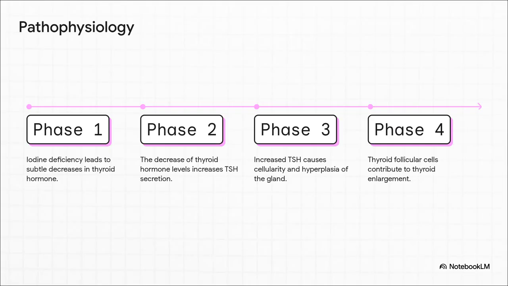Let's trace the chronological fallout of this starvation. First, you have iodine depletion. Second, the subtle hormone decrease breaks the feedback loop. Third, the pituitary spikes TSH. And finally, step 4, that excessive, unrelenting TSH physically forces the thyroid cells to adapt. It causes increased cellularity and follicular hyperplasia. Basically, in a desperate attempt to capture non-existent iodine, the thyroid gland physically enlarges, mechanically forming a massive goiter or nodules right there in the neck.